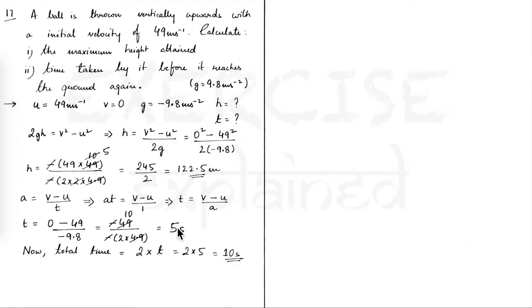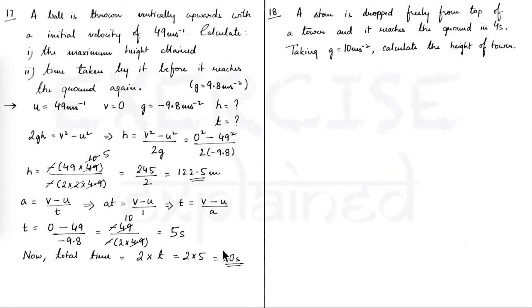Now 5 seconds is the time for the ball to go up. Now we need to find time taken by it before it reaches the ground again. That means we will be multiplying it by 2. So total time will be 2 into t, that happens to be 2 into 5, that is 10 seconds. So this was a very important question. Hope you have understood this.